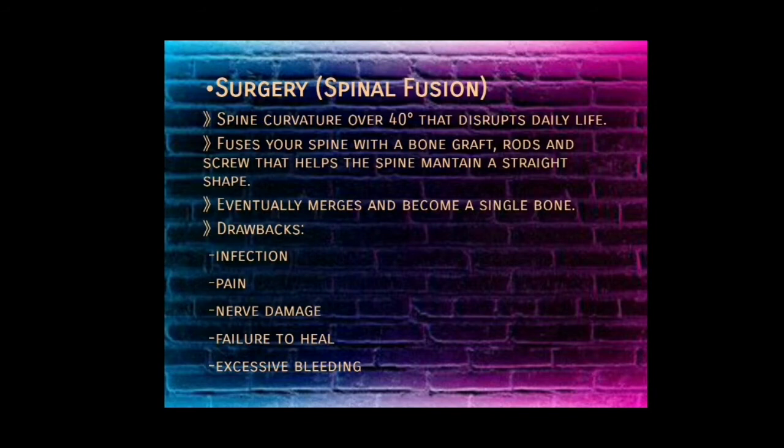The second treatment is surgery, or more specifically, spinal fusion. This is for people who have a spine curvature over 40 degrees that disrupts their daily life. The spinal fusion will fuse your spine with a bone graft, rods, and screws that help the spine maintain a straight shape. The spine will eventually merge with the bone graft and become a single bone. However, as impressive as this sounds, spinal fusion has its drawbacks, such as infection, pain, nerve damage, failure to heal, and excessive bleeding.